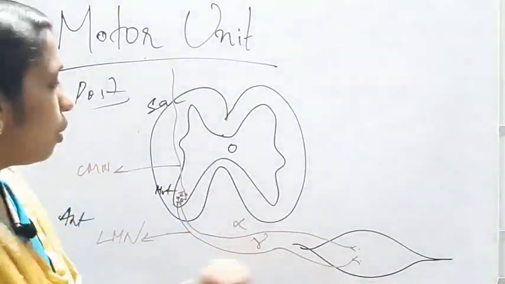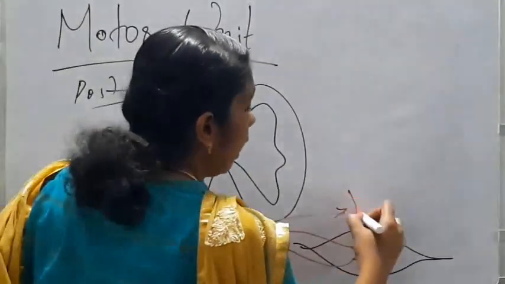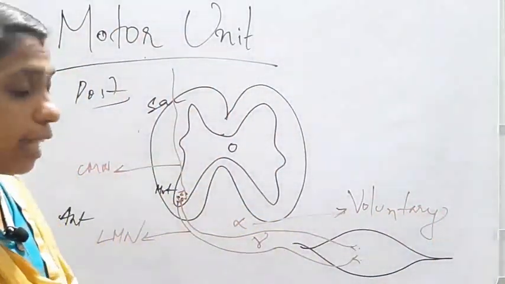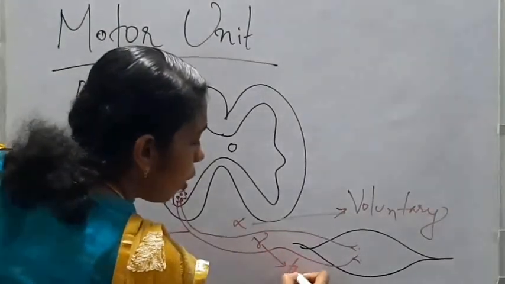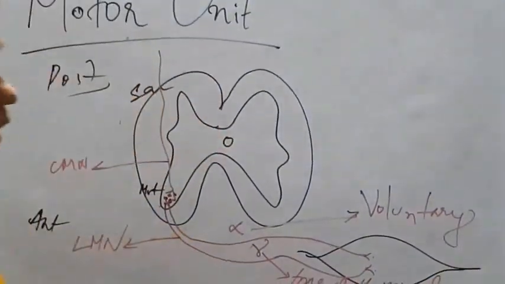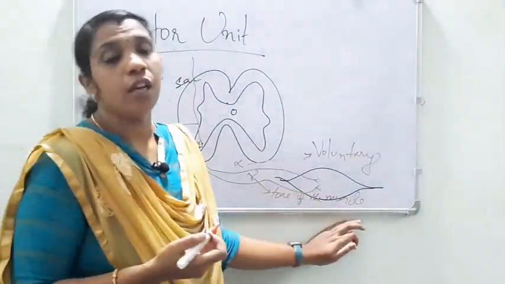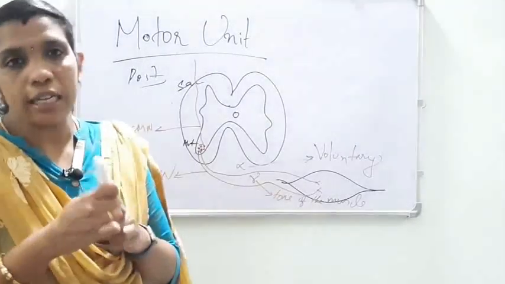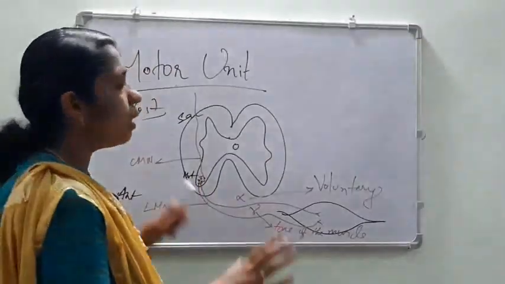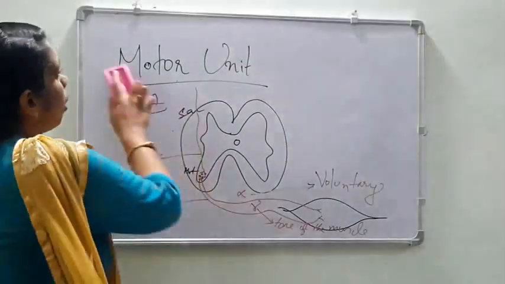This forms synapses in the muscle. The alpha part is responsible for voluntary activity, and the gamma part is responsible for the tone of the muscle. You understand about the motor unit? We will come to tone of the muscle now itself. So this is the motor unit. Understand this carefully so that it will be easy for you to understand the lower motor neuron lesion.